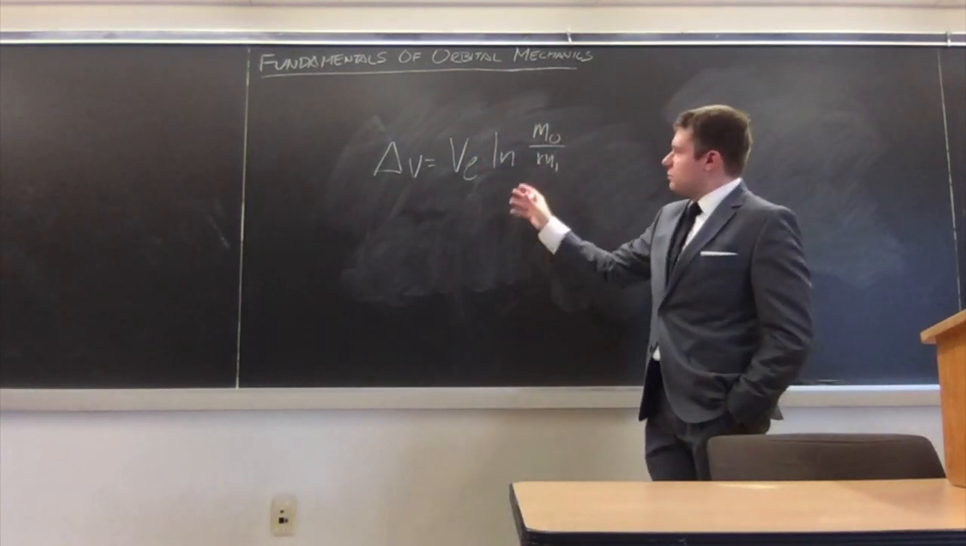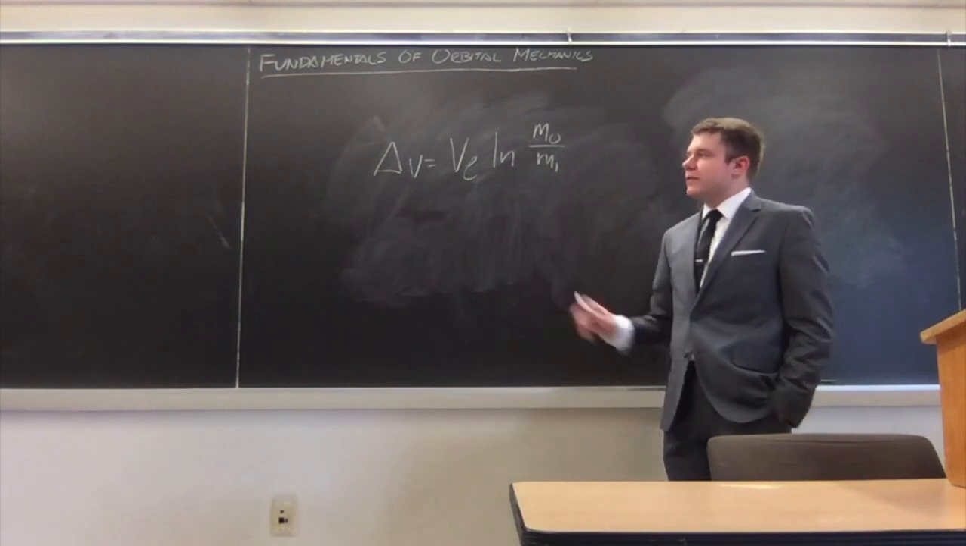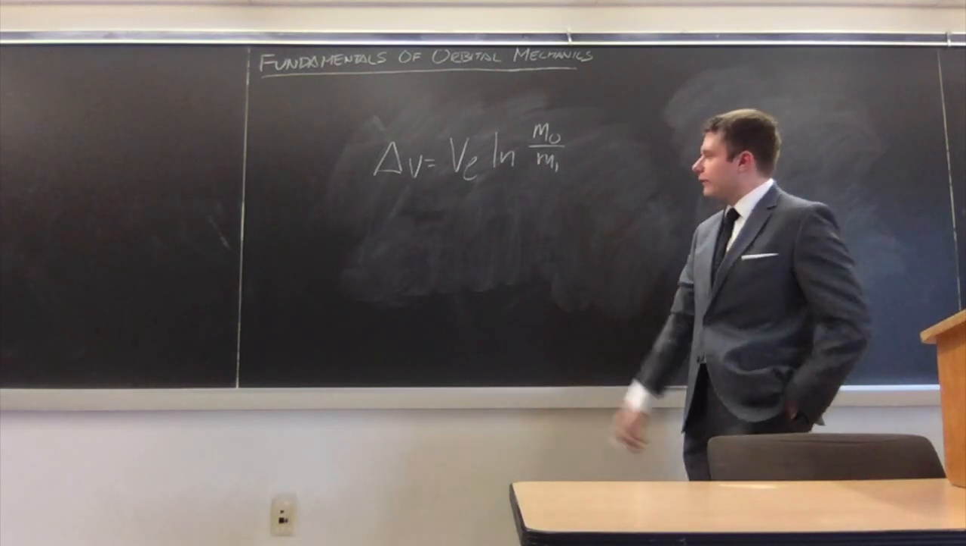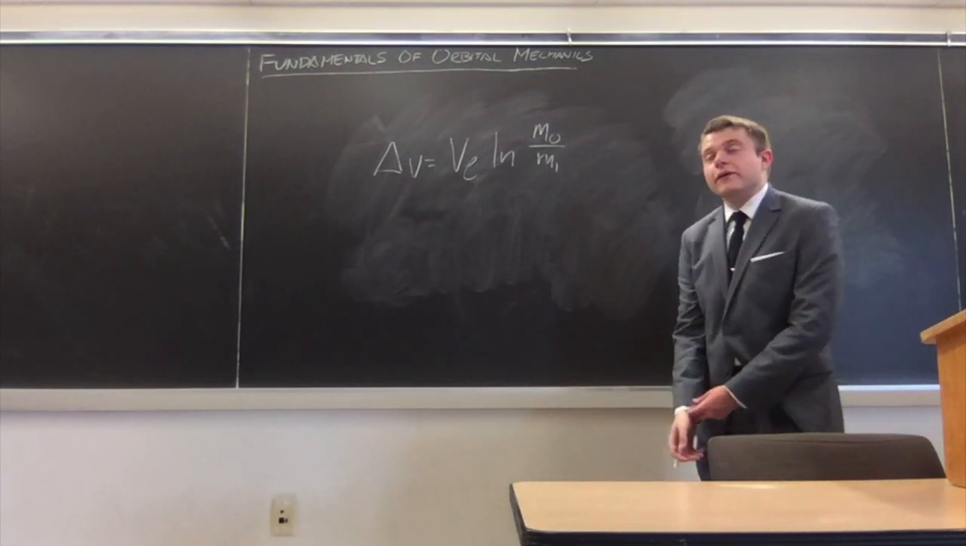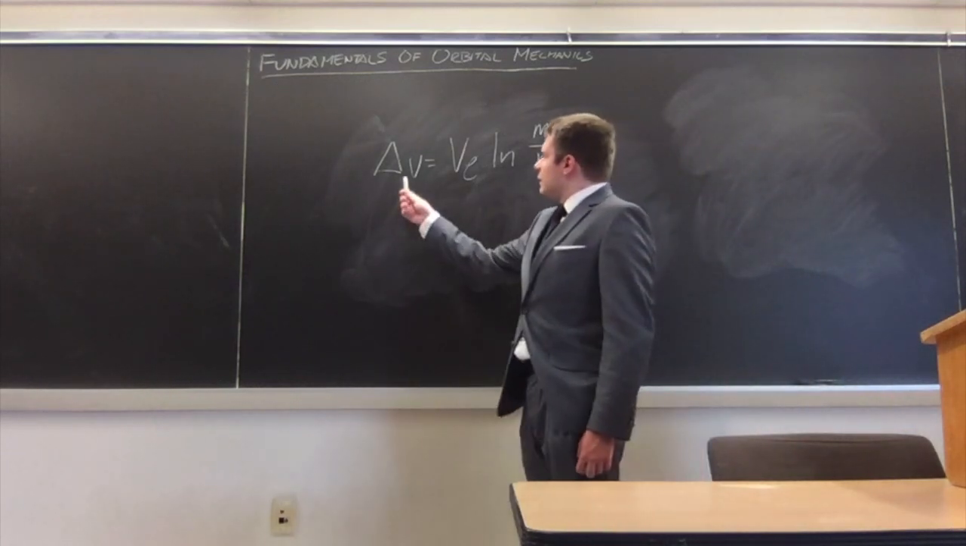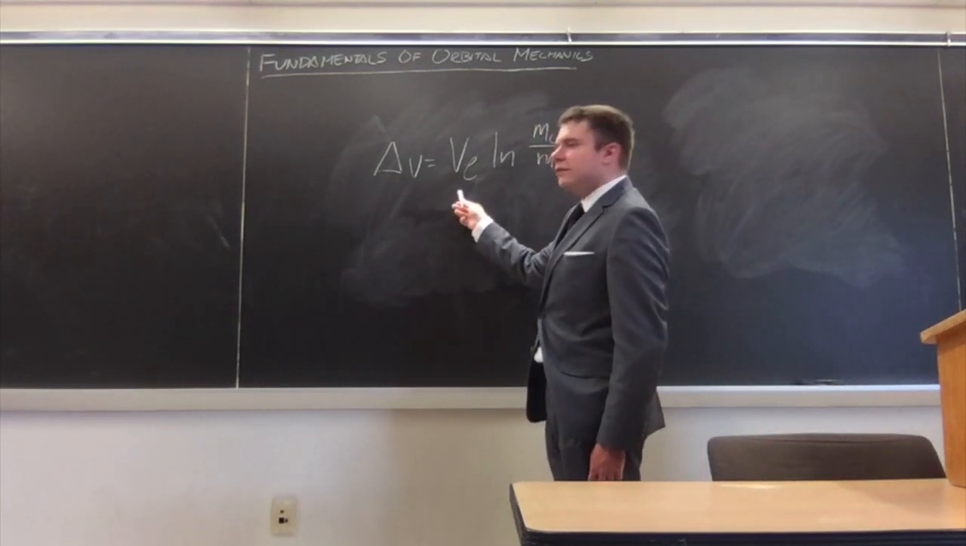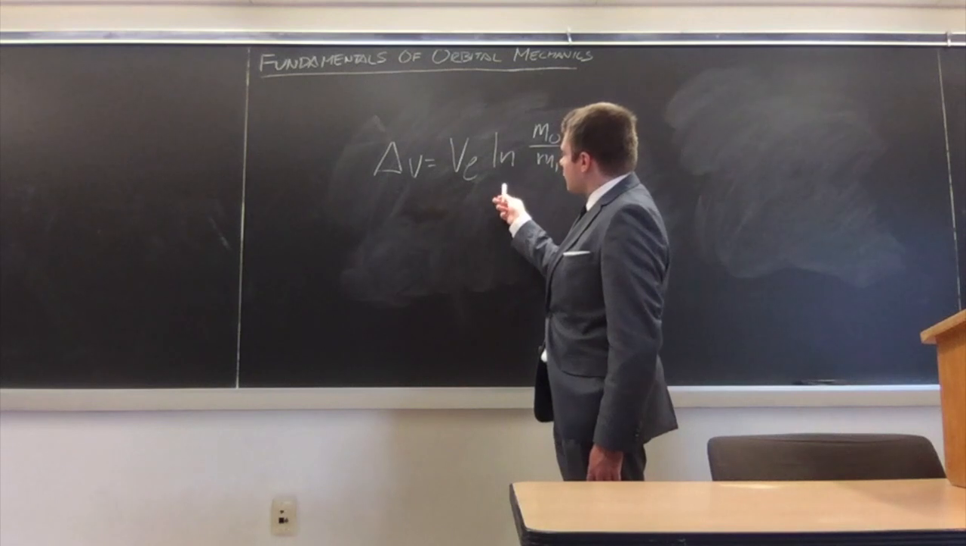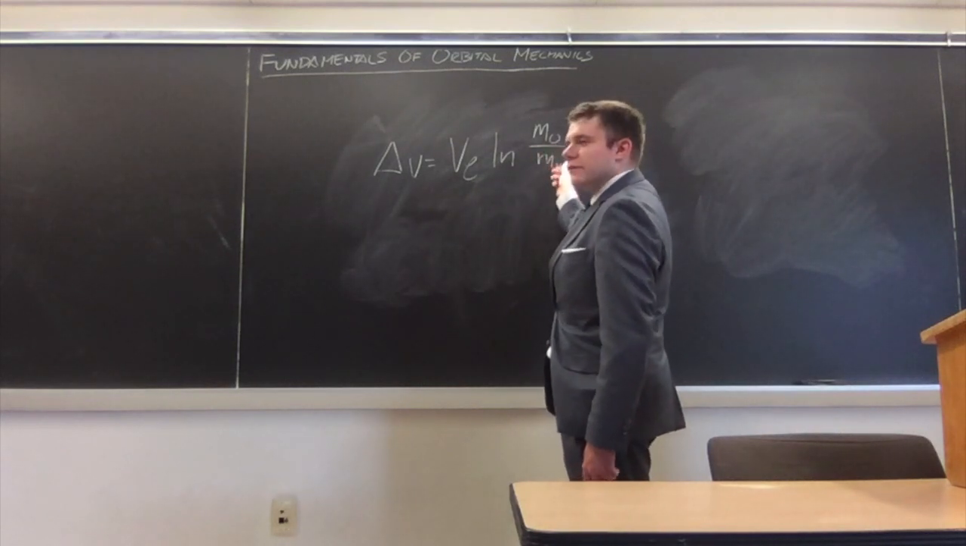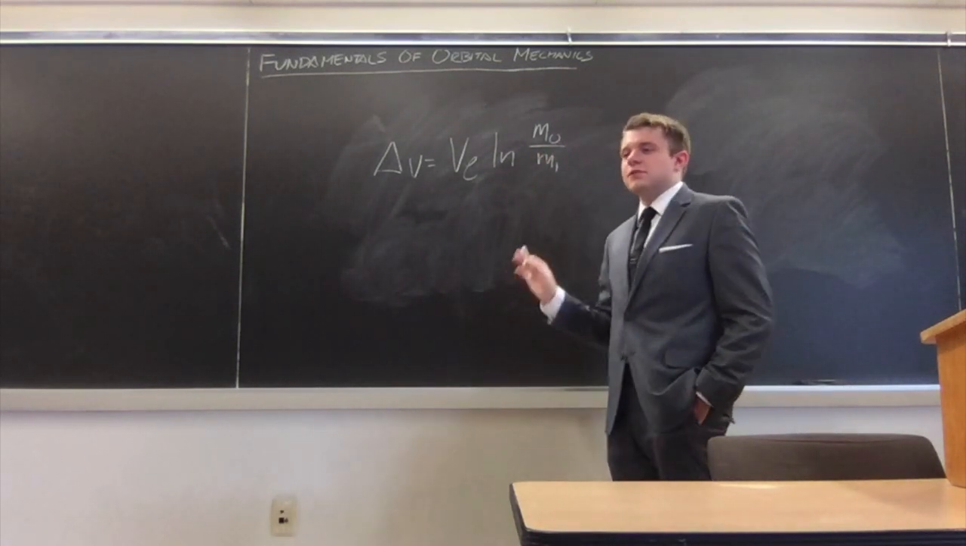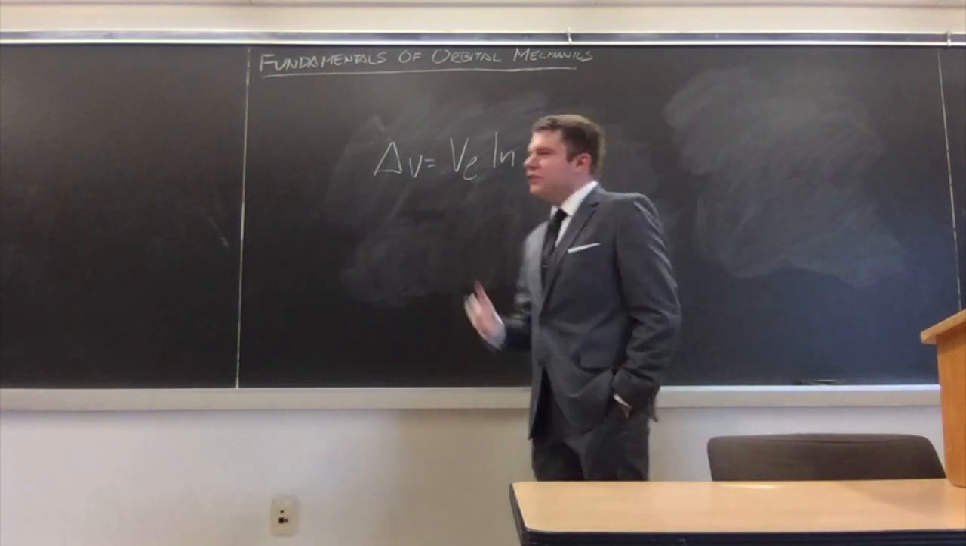A very simple, elegant, and beautiful equation that comes into being via calculus, but I'm not very good at calculus, so we won't step into that. Change in velocity is equal to the effective exhaust velocity of the rocket times the natural log of the starting total mass over the final total mass. Simple, elegant, beautiful. And what does it actually mean?